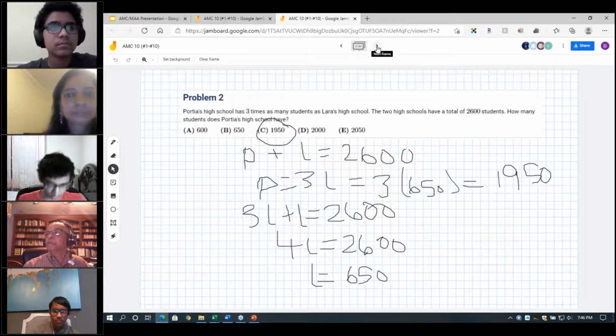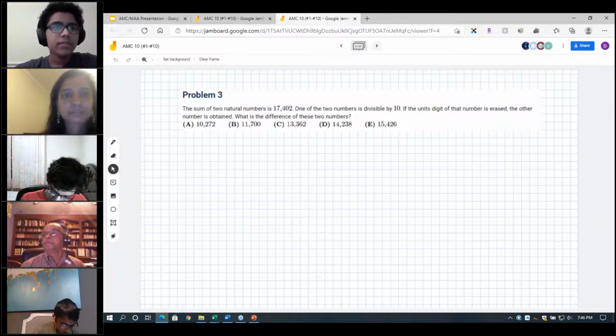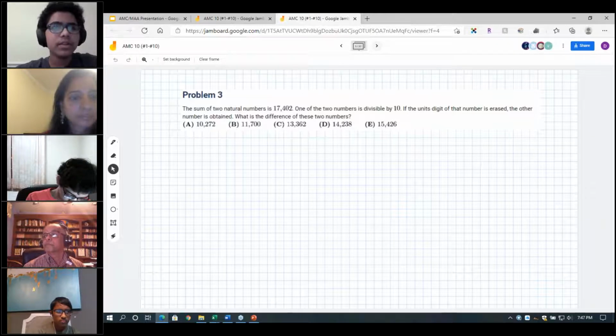Okay, let's move on to the third problem. The sum of two natural numbers is 17,402. One of the two numbers is divisible by 10. If the units digit of that number is erased, the other number is obtained. What is the difference of these two numbers?